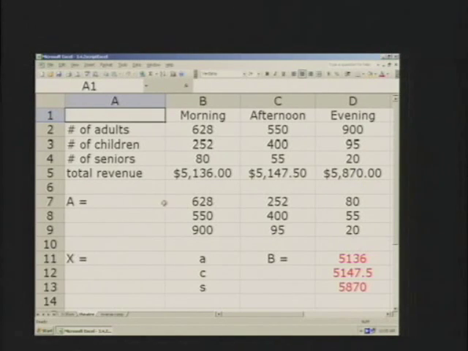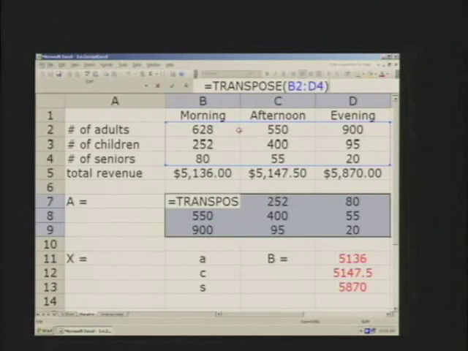So our coefficient matrix A has to be read from the columns and not the rows. So to find matrix A, you can read from the title bar that we found the transpose of the data table in order to get the actual coefficient matrix. I'll escape to get out of that. Our variable matrix X is A for the price of an adult ticket, C for the price of a child's ticket, and S for the price of a senior ticket. And our constant matrix B is the total revenue.